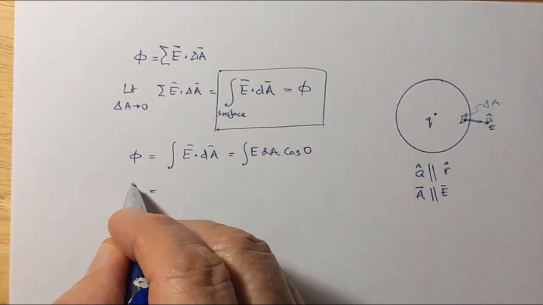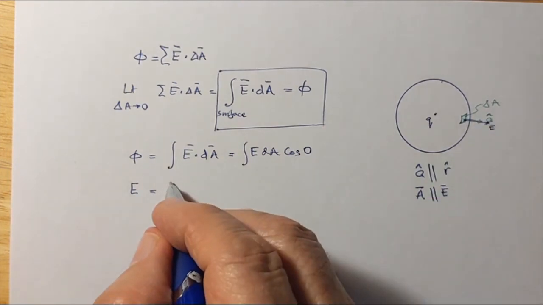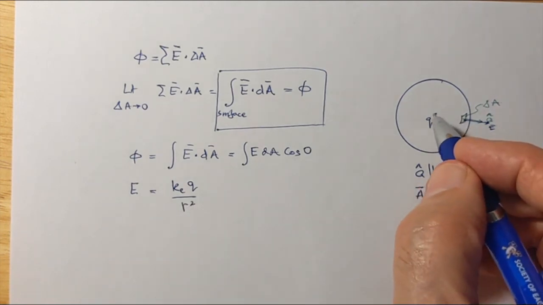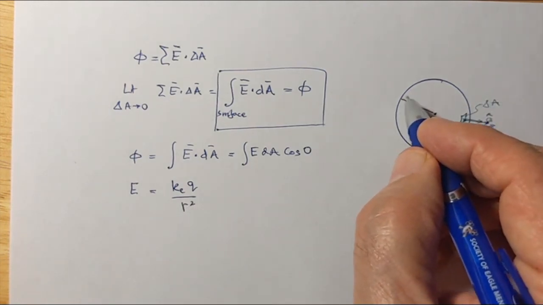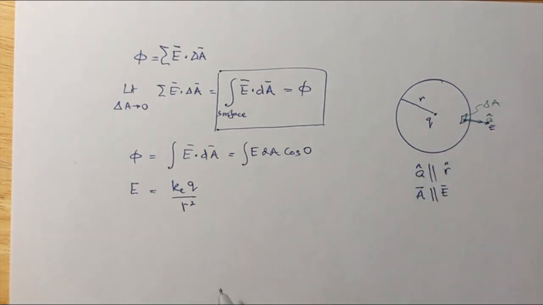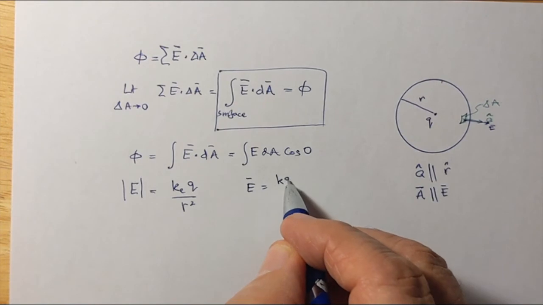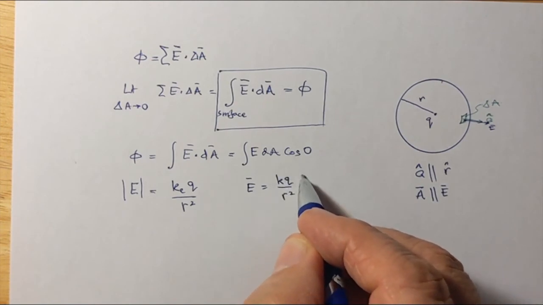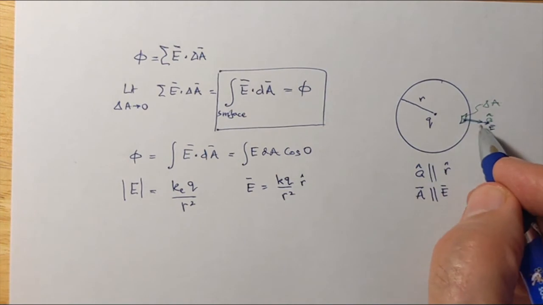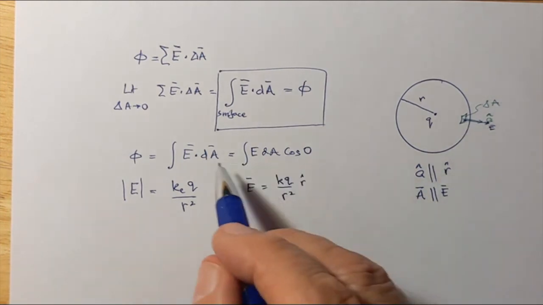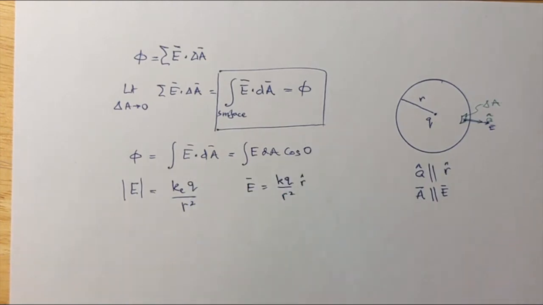Now the electric field at this point is given by K Q over R square, where R is the radius of this sphere. Well, that's the magnitude of this field. The direction would be: E vector would be K Q over R square unit vector R, and the unit vector R is pointing straight out. But we've already accounted for that unit vector in the cosine theta being 0.